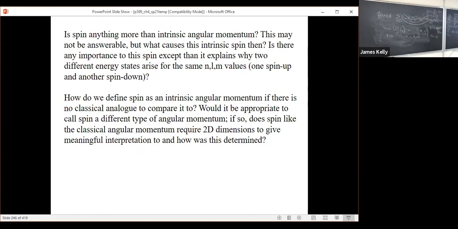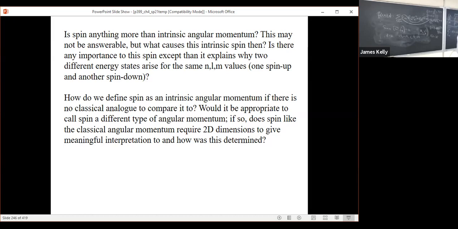How do we define spin as an intrinsic angular momentum if there's no classical analog to compare it to? That's right, we can't really think about, well, even for orbital angular momentum, we still can't think of spinning mass, right? And we're talking about wave functions here. So our intuition about what it means has already broken down, but the claim is here that it's even more broken down than usual. We shouldn't be thinking of any spatial kind of thing at all.